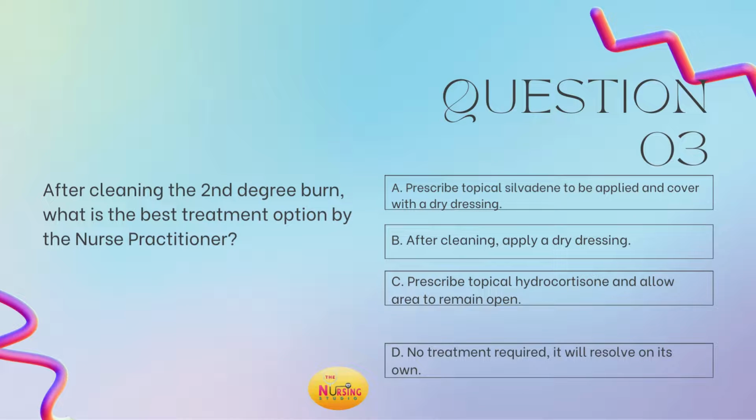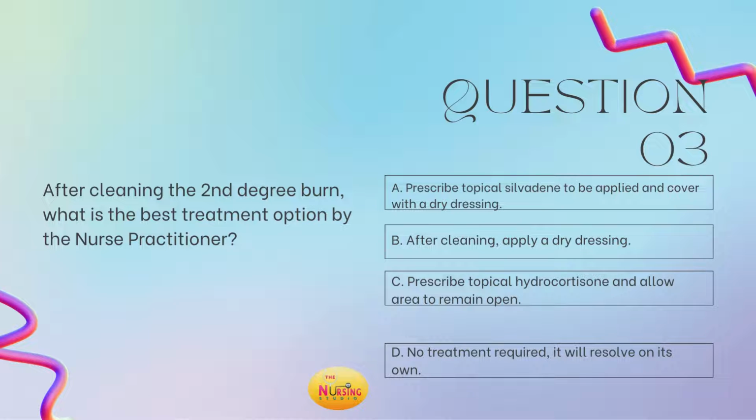All right. And lastly, question number three. After cleaning these second degree burns, what is the best treatment option by the nurse practitioner? Is it A, prescribe topical Silvadene to be applied and covered with a dry dressing? B, after cleaning, apply a dry dressing? C, prescribe topical hydrocortisone and allow the area to remain open? Or D, no treatment is required, it will resolve on its own? Take a moment and tell me what you got.